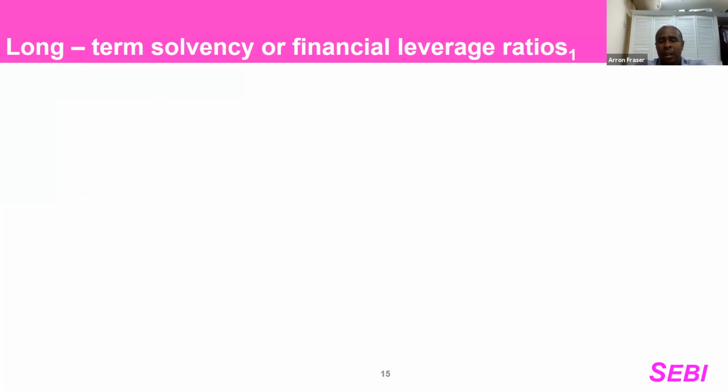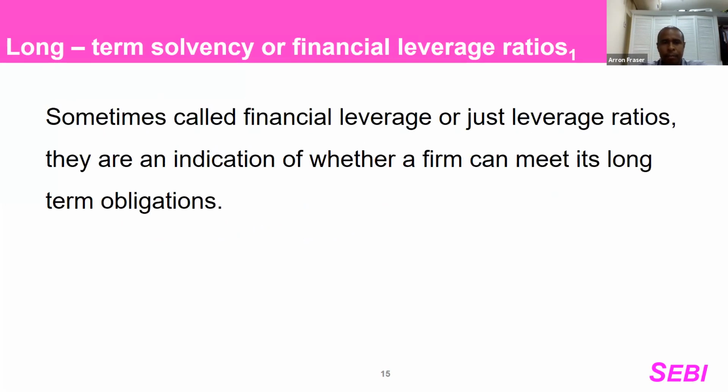So we go to long-term solvency, or what we call financial leverage ratios. Sometimes they just refer to financial leverage or just leverage ratios. And they focus more now on the firm's ability to meet its long-term obligations. So short-term solvency ratios look at 0 to 12 months. Financial leverage ratios look at the firm's ability to meet long-term obligations. Some long-term obligations will include things such as bonds, right? Multiple year bonds, and also things such as loans.